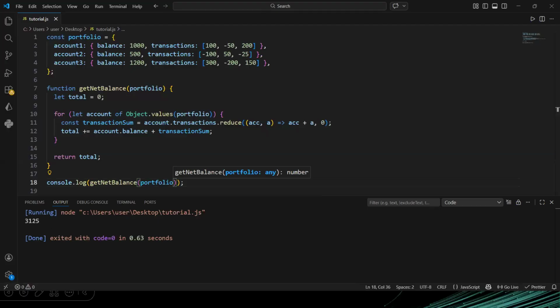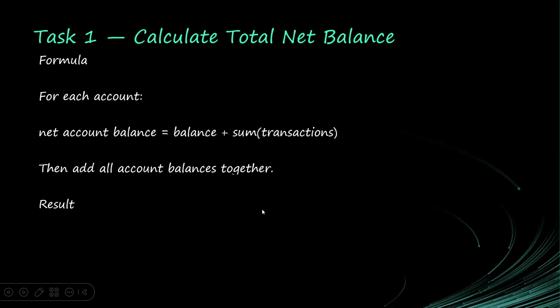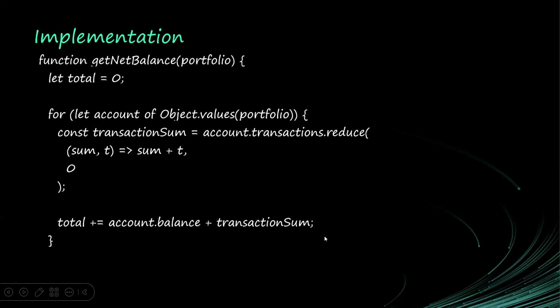That is the expected result. So if you go back to our slide, you see that the expected result is 3,125. So our function is working correctly. So we have solved this.